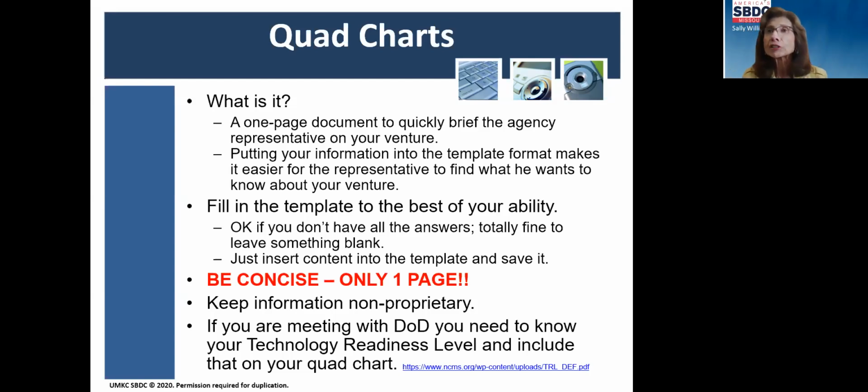If you're meeting with the Department of Defense, you will need to know your technology readiness level. It's also called a TRL. And you'll need to include that on your quad chart. There's a little link here. And if you go there, there is a list of the technology readiness levels and a description of each one. So you choose the one that you think applies to your company.